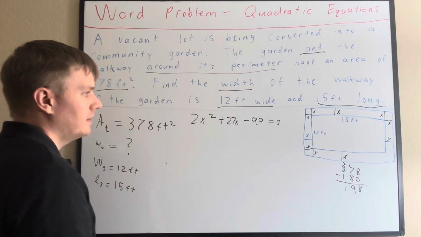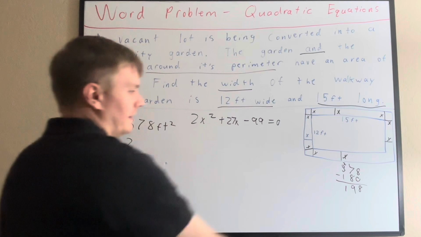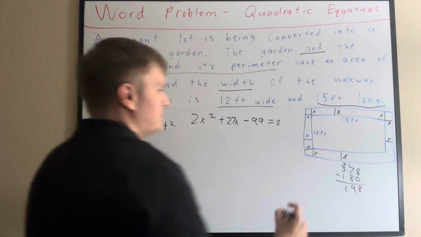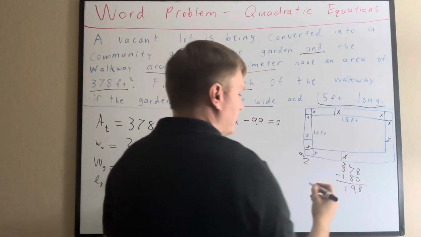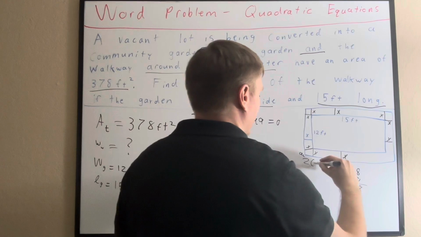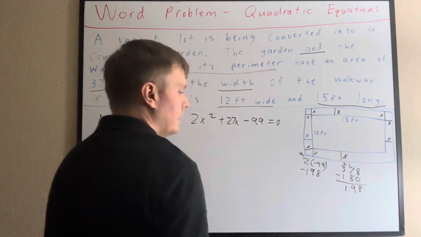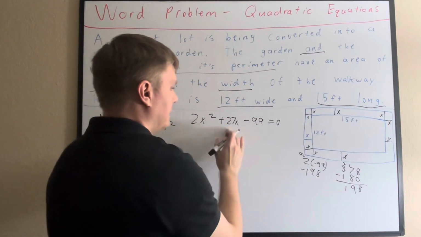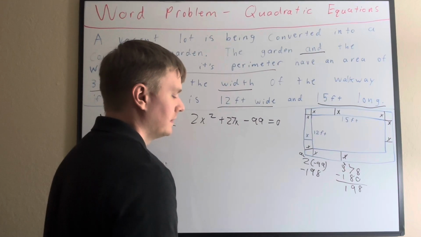We could do the grouping method. What's 2 times 99? 198, right? Yeah, let's do that. In the grouping method, we do AC, right? So 2 times negative 99 is negative 198, and we need 2 of its factors that add to get 27. Well, 2 and 99 don't work.